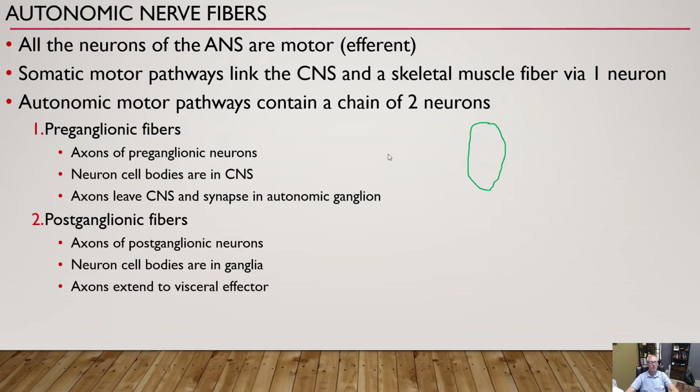And so when we draw neurons, remember we draw neurons with that cell body and that axon, and then they're going to link up in that ganglia. And then we have another neuron cell body and then the axon. So we could say we have a preganglionic neuron, or we could say a preganglionic fiber. That would be number one. And then we could have a postganglionic neuron, or we could say a postganglionic fiber.